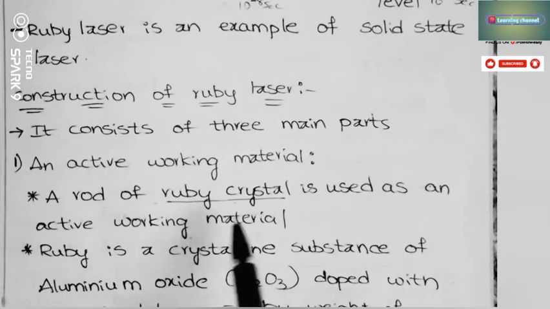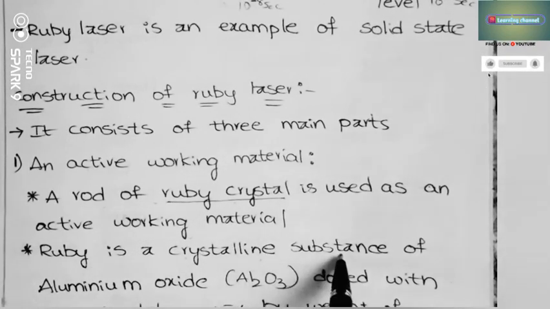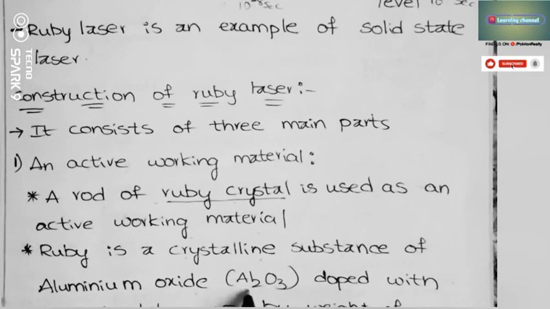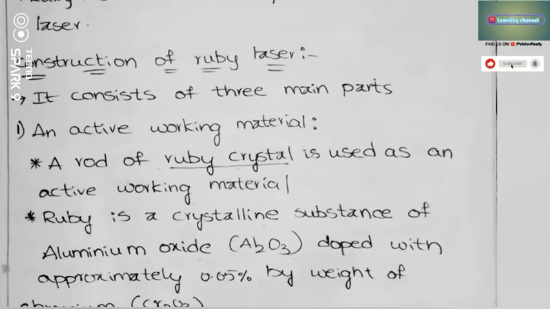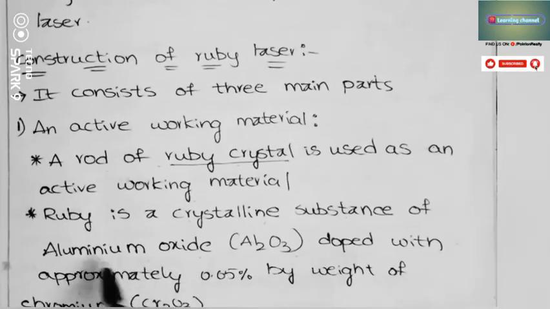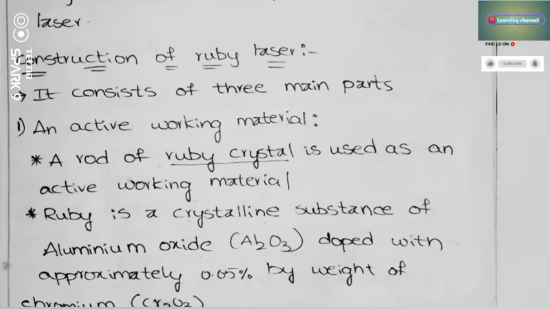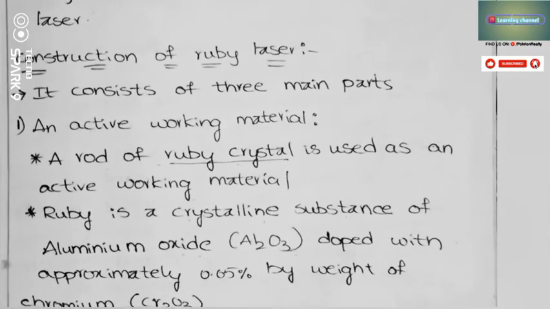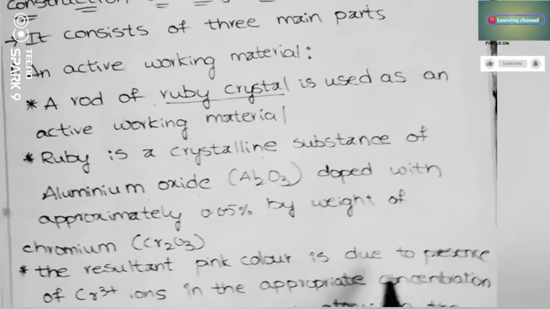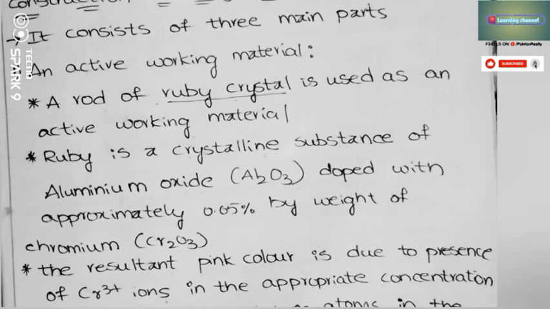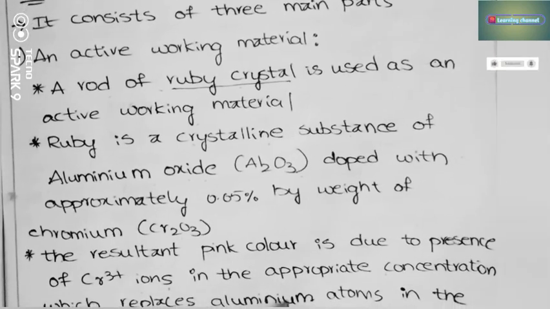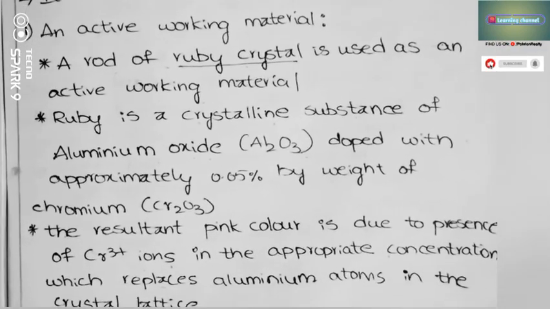What is this ruby crystal? Ruby is a crystalline substance of aluminum oxide Al2O3 doped with approximately 0.05 percent by weight of chromium. So aluminum oxide Al2O3 is doped with chromium Cr2O3. And this rod is pink in color because the resultant pink color is due to the presence of Cr3+ ions in the appropriate concentration, which replace aluminum atoms in the crystal lattice.